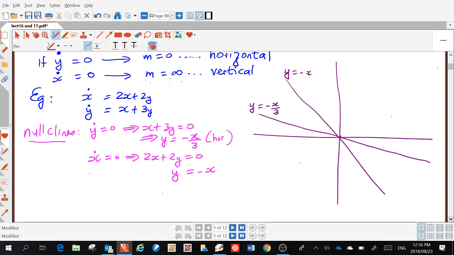So, let's see what happens on these lines. On these lines, you'll either have a vertical or a horizontal gradient. On this line here, y equals minus x, you would have things like this. The gradients would be vertical. At the moment, I don't know which direction they should be pointing. Where should the arrows go? But I know it's going to be vertical there. On the other line, things are going to be horizontal, like that.